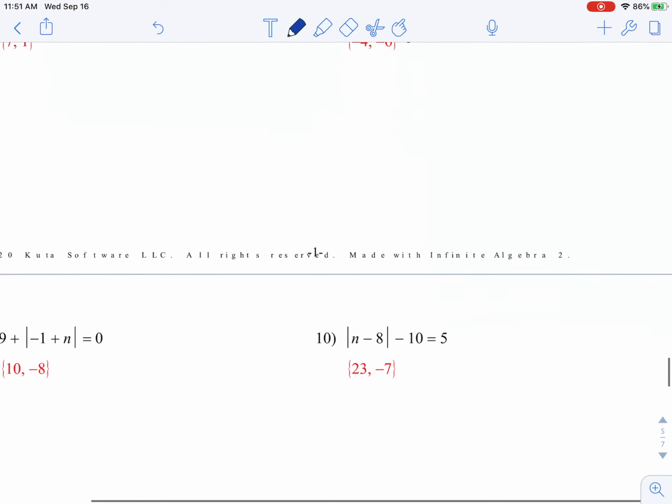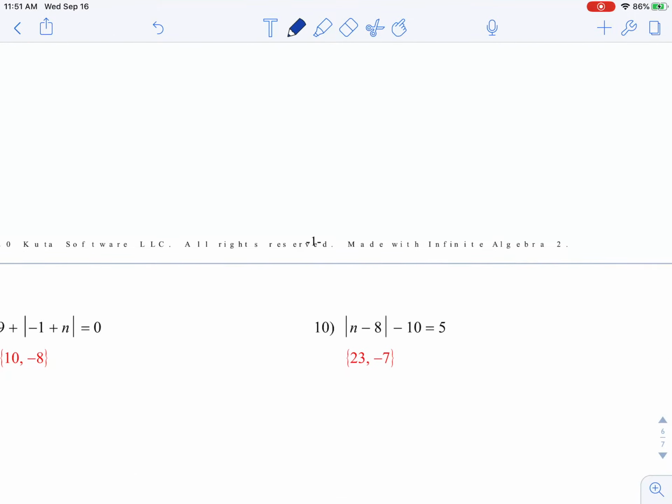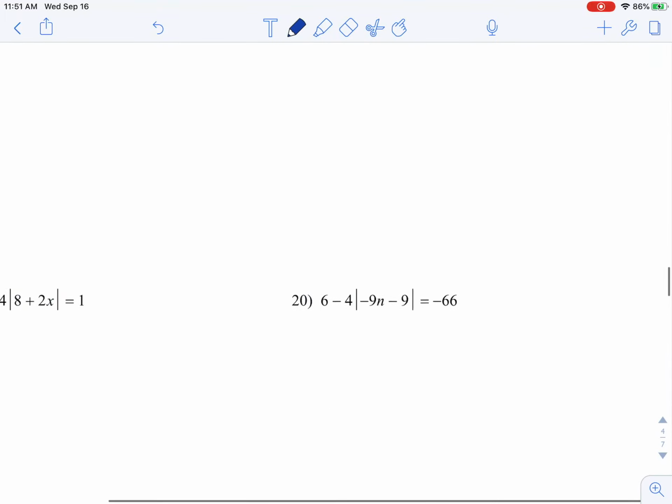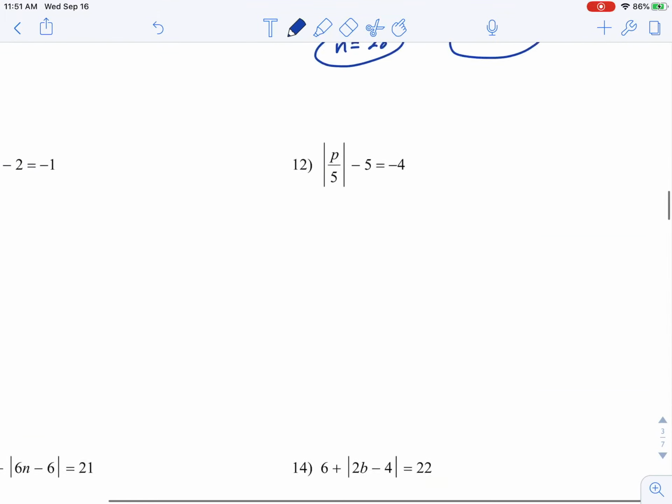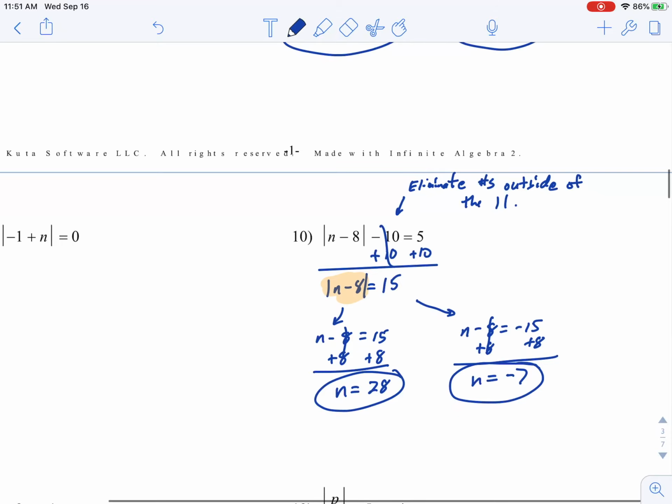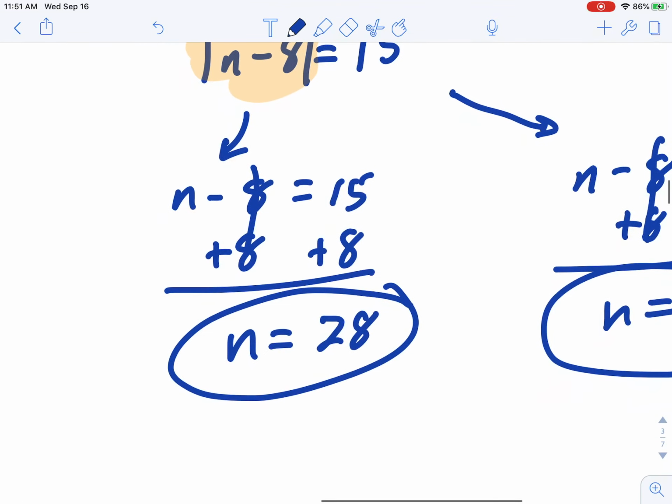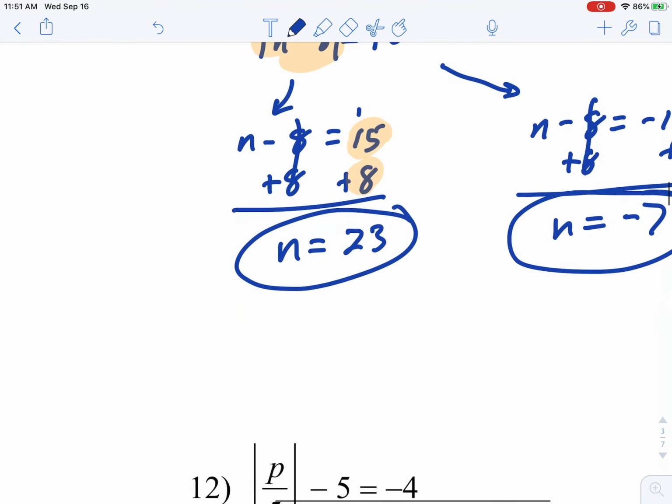Where am I? 28. Ooh, 23. What? I made a mistake. Oh, duh. Stupid mistake. 15 plus 8 is not 28. That's just dumb. 15 plus 8. 5 plus 8 is 13. Carry the 1. 1 plus 1 is 2. It's 23. Sorry about that.